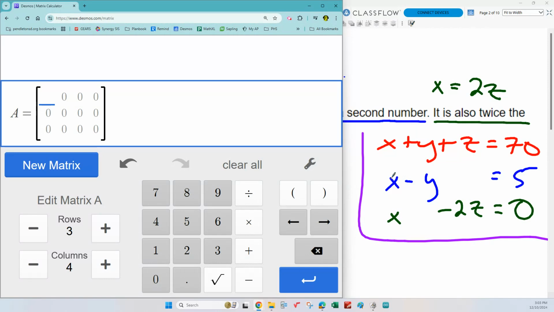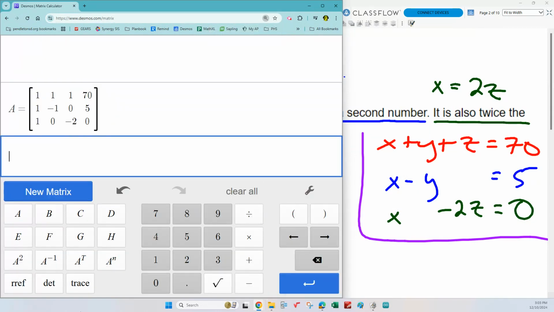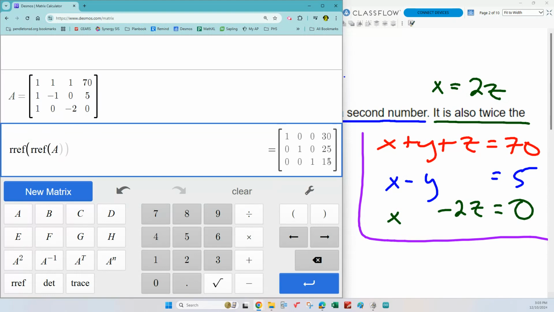Now, what numbers do I have to input? 70. Tab. Next row. 1, negative 1, 0. Okay, why 0? Because there's no Z. Ah, no Z term. Okay, good. And then 5. All right. Next one. 1, 0, because there's no Y. Perfect. 2, 0. 0. There we go. Now what? Confirm it. I have to hit Enter, right? So it stores it. Then RREF. Good. Then capital A. And there's my answer.